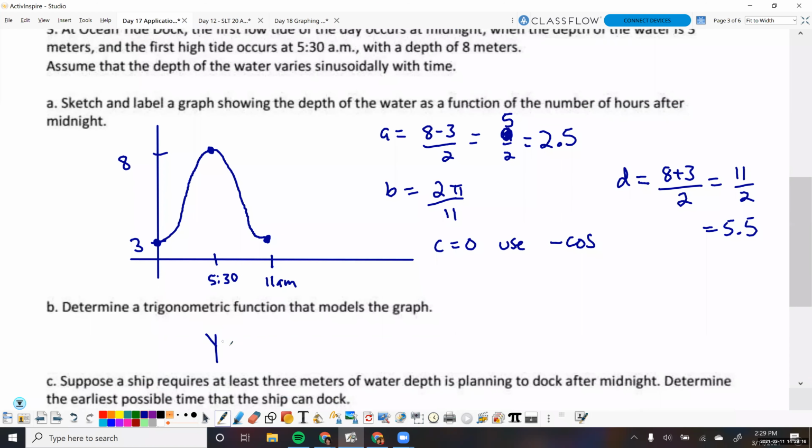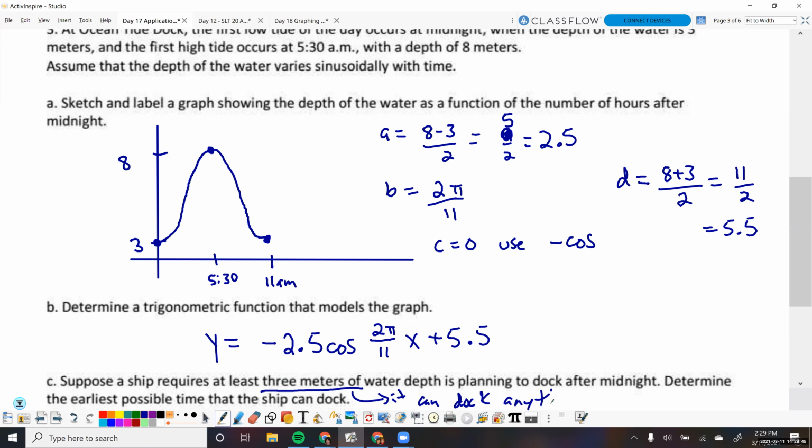All right, so hopefully you got the equation negative 2.5 cosine of 2 pi over 11 x plus 5.5. I'm going to be honest with you, letter C is a ridiculous question because that's low tide. So I think that has a typo. You can dock anytime; if low tide is 3 feet, then duh.